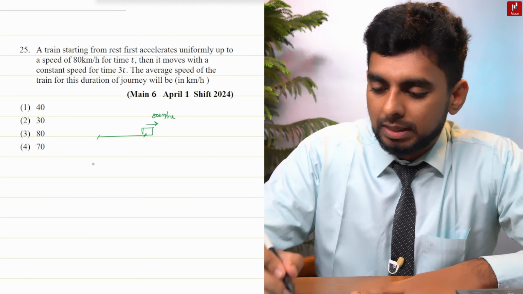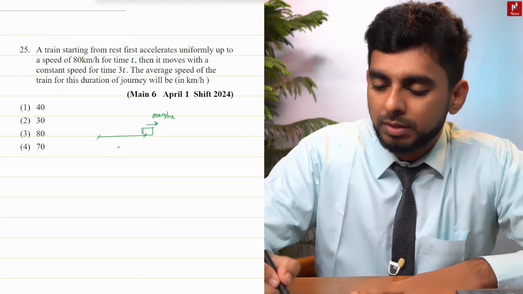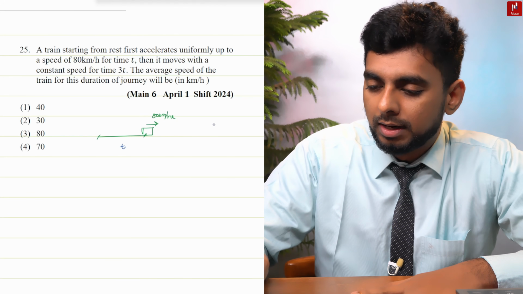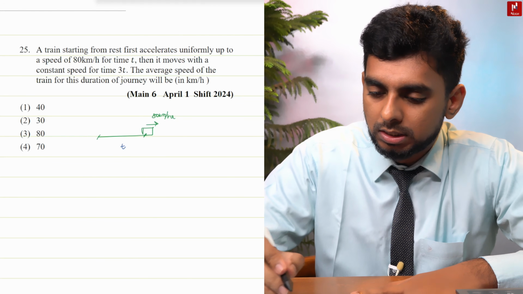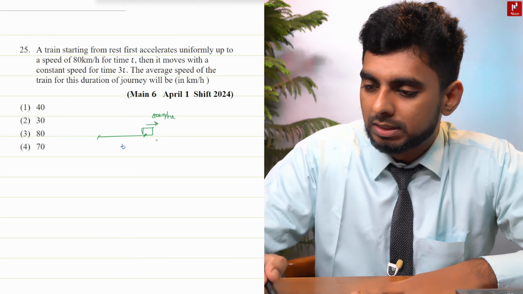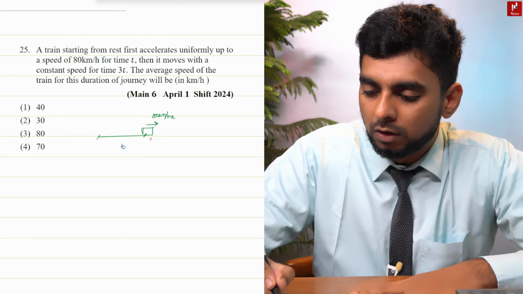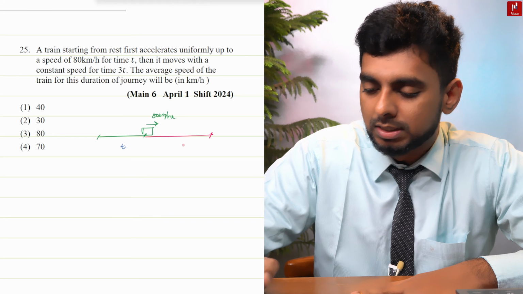What was the time taken? The time taken will be equal to t. In the next part of the journey, it's going to travel with a constant speed, which means it is going to have the same speed of 80 km per hour, and it is going to travel for a time of 3t.